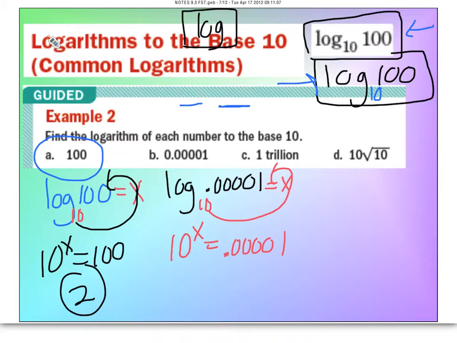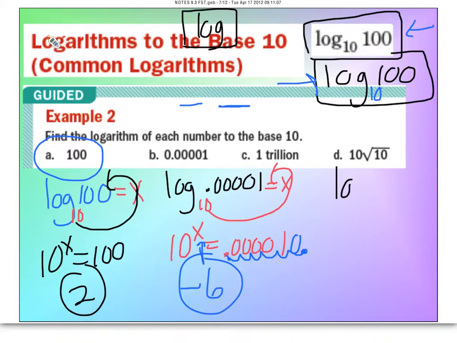So what do you have to do to this decimal place? You have to move it 1, 2, 3, 4, 5. I'm going to have to go 6 places to make it look like a 10. So be careful. Is this 10 to the 6th power? It's 10 to the negative 6th power. So the answer here is negative 6. I'm going to skip letter C and just go right to D.